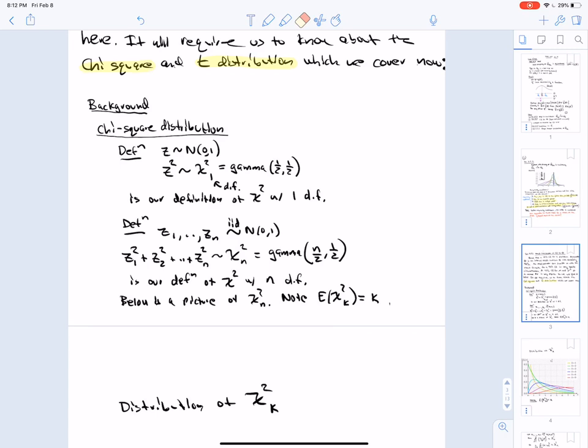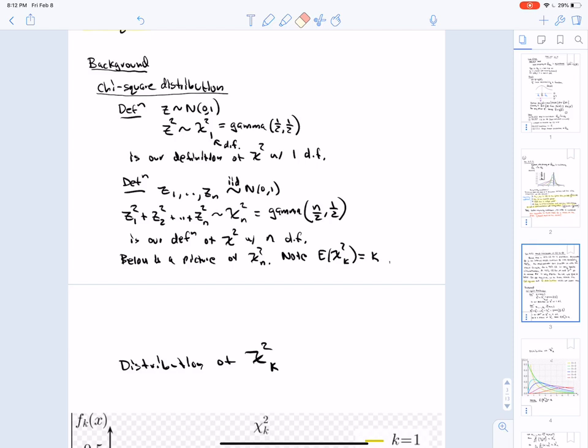So the chi-square distribution: I'm just going to define chi-squared with 1 degree of freedom as a gamma(1/2, 1/2) distribution. If Z is standard normal, then Z squared is chi-squared with 1 degree of freedom. This fact is covered in Stat 134, but I actually proved it for you at the end of these notes in case you need it.